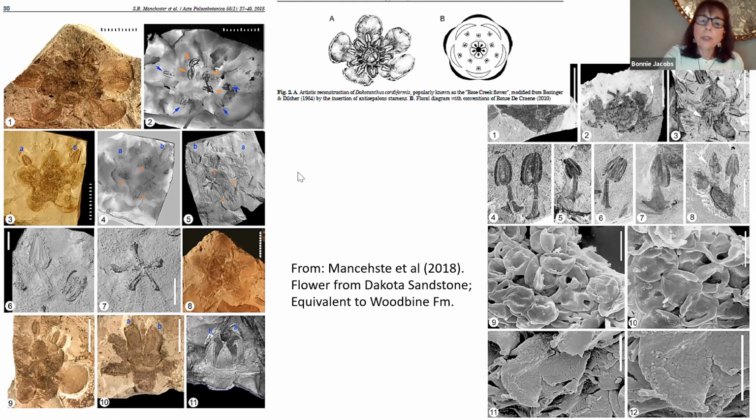This is a reconstruction in the middle here of what the flower would have looked like. So it shows you where the anthers occur right there. And this was then named Dicotanthus cordiformis. So it gets its own name because there's no such thing living today.